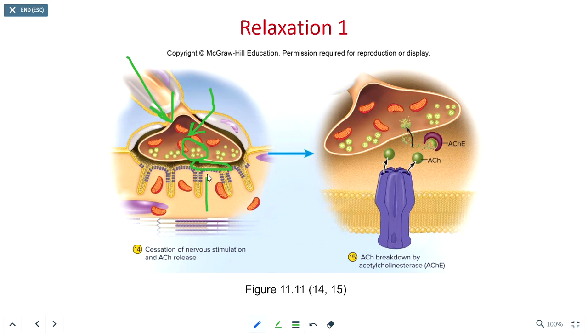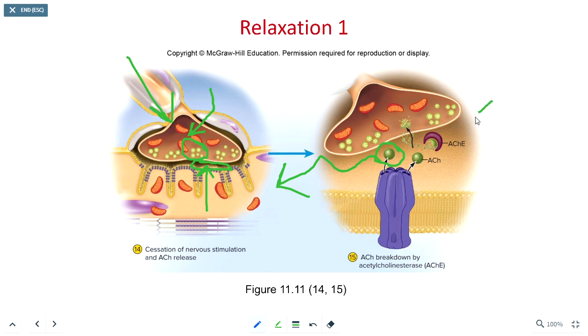But we have a problem. We need to get rid of the acetylcholine that's already in the synaptic cleft. And there are two different ways we can get rid of it. Some of the acetylcholine will spontaneously diffuse and just drift away via simple diffusion. That's a minority of the acetylcholine.